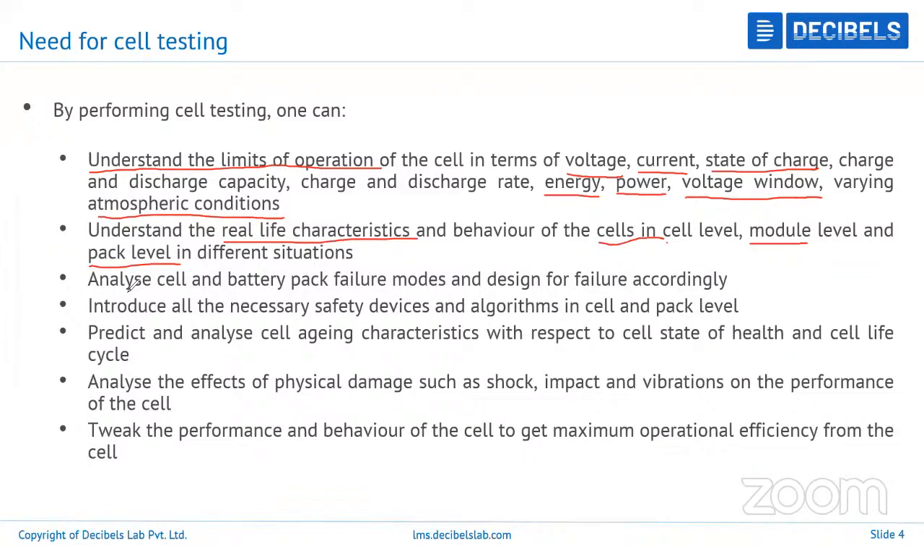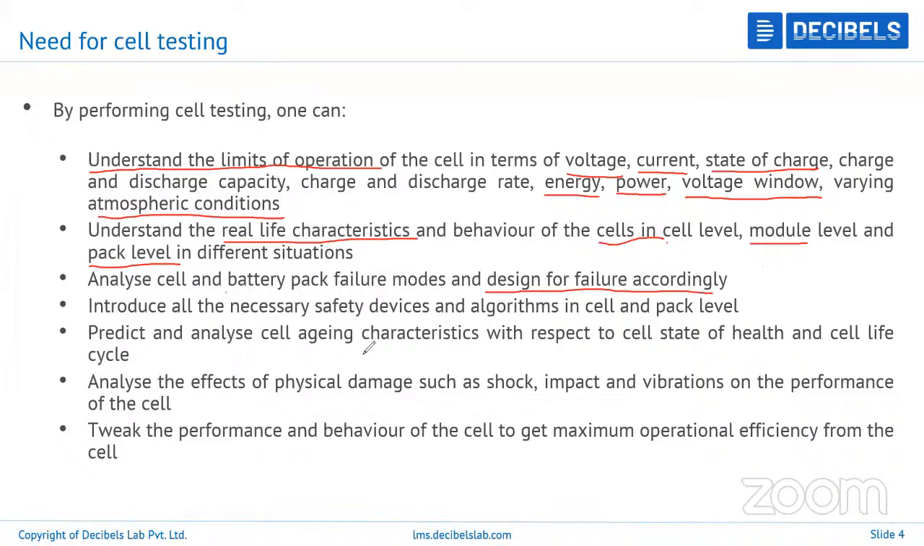So the next point would be that we can analyze battery pack failure points. Okay, so the situations where the battery pack is most likely to fail, and establish a design for failure accordingly. Not only in battery packs do you have design for failure, but also in mechanical systems, right? If you're trying to build an automotive chassis or a suspension system or anything as such, we also do something called design for failure. So we try to analyze at what point they can possibly fail and design that particular structural component accordingly. Just like that, we also have the same concept for battery packs.